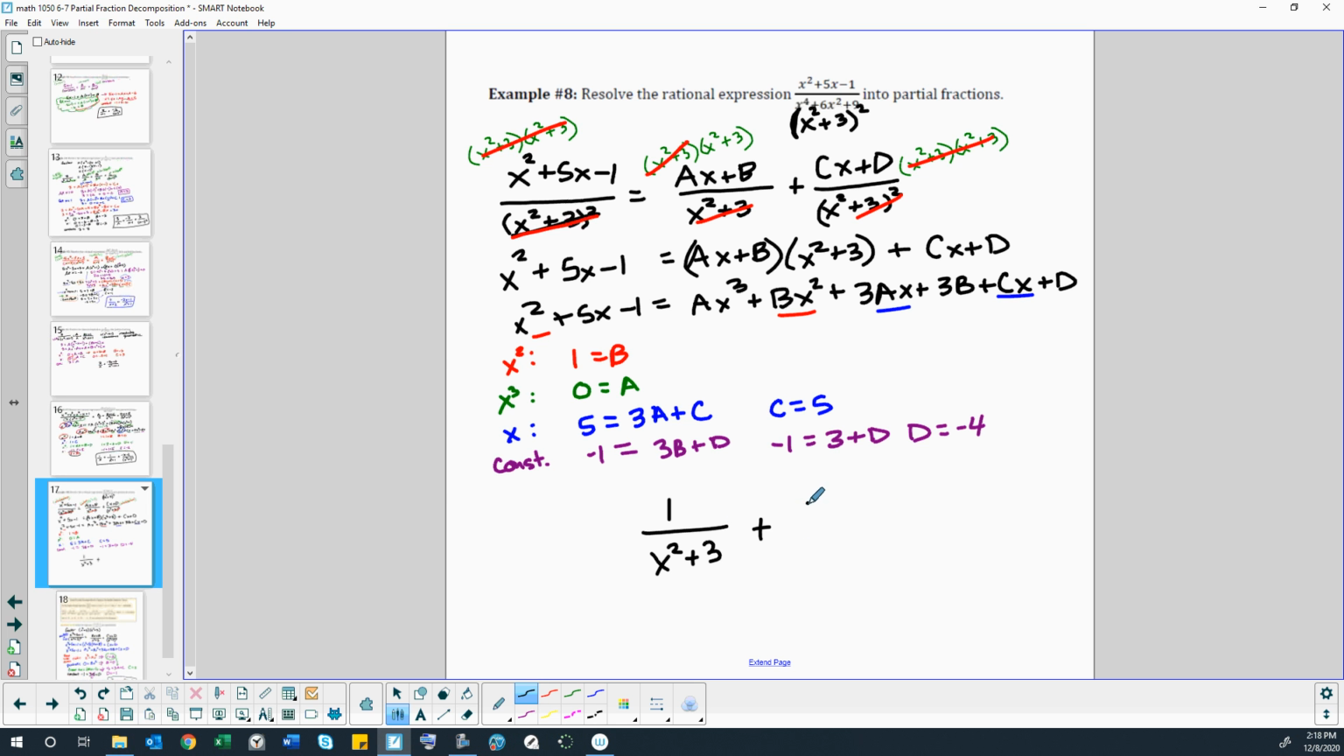Okay, so then c would be 5x minus 4 over this thing squared. And we are finished.